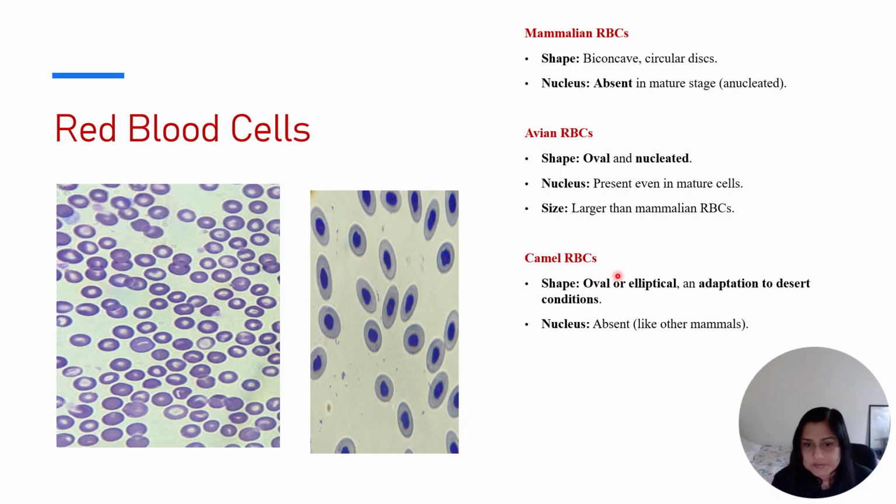Another exception is the camel RBC. Camel RBC shape will be like avian, either oval or elliptical, but they don't have a nucleus. Usually the camel RBCs are oval or elliptical, mainly as an adaptation to their desert conditions. Mature RBCs in mammals lack a nucleus, so the camel's RBC also lacks a nucleus. The lifespan of the RBCs is about 120 days, and the removal of the old RBCs happens in the spleen, often called the graveyard of the RBCs.